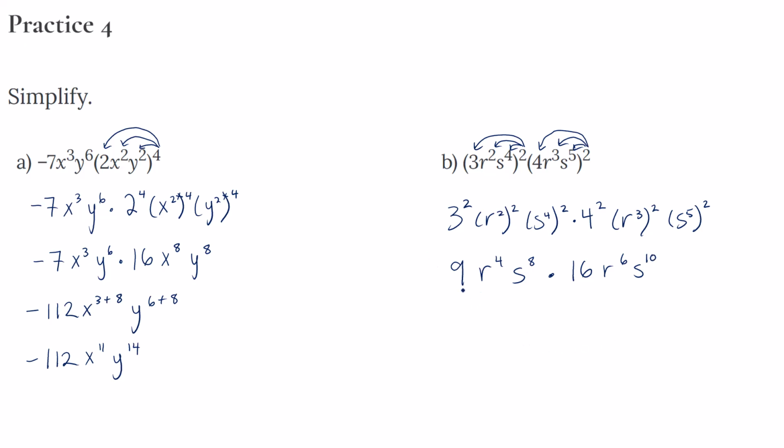Multiplying the coefficients together, 9 times 16 is 144. For the powers with a base of r, we'll add the 4 and the 6, and then the 8 and the 10 for the s's, so r^10 s^18.